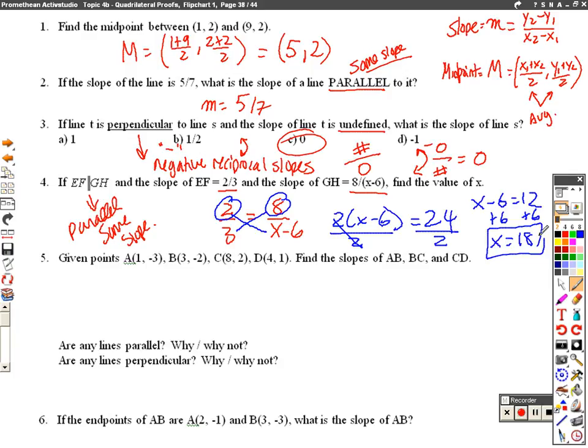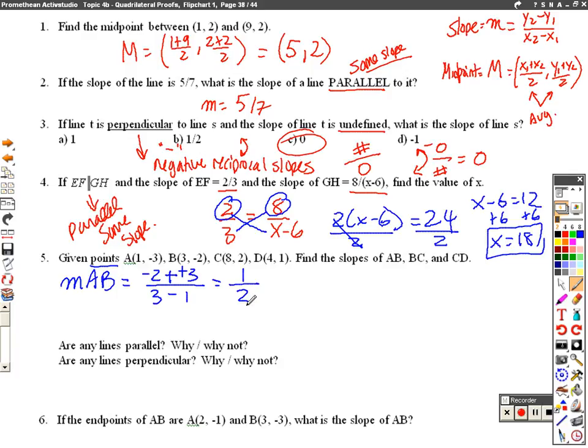Alright, next one, number 5. Given A, B, C, and D, find the slopes of AB, BC, and CD. Okay, so we're going to do the slope of AB. And you need to be clear about what you're finding. So m, slope of AB. I'm going to take my y2, negative 2, minus my y1, negative 3, over x2, 3, minus x1, which is 1. Negative 2 minus negative 3, this becomes plus positive. So negative 2 plus 3 is 1 over 3 minus 1 is 2. That's the slope of AB.